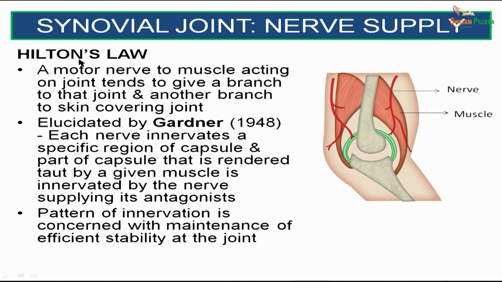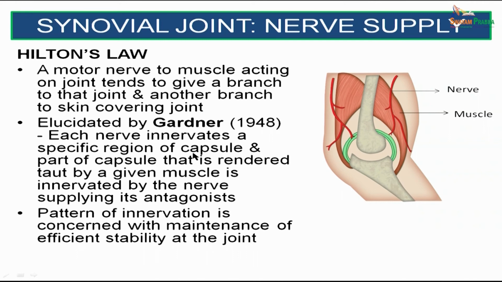So, the first law states that a motor nerve to a muscle acting on the joint tends to give a branch to that joint and another branch to the skin covering the joint. So, we can see very clearly the nerve is supplying the muscle, it is supplying the joint, and it is supplying the skin.